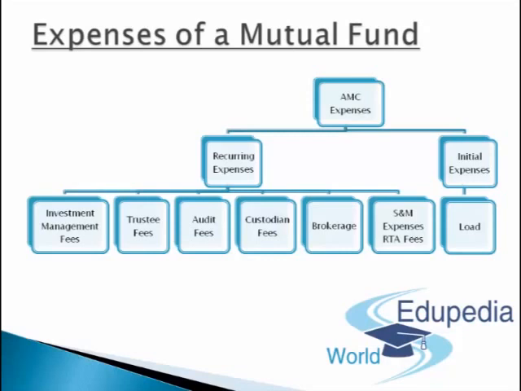So most likely you will just have to remember that, as broad guidelines, they are investment management fees, trustee fees, audit fees, custodian fees, brokerage, sales and marketing expenses, and RTA fees. So what does an investor usually have to do? Investors generally look at the total quantum of expenses through a measure called the expense ratio, which has already been covered by me in the last slide. That was for selection of investment. So while selecting any mutual fund scheme for investment, one has to take care of the expense ratio.